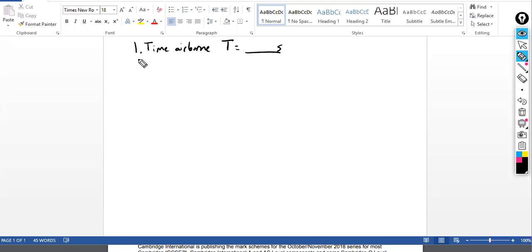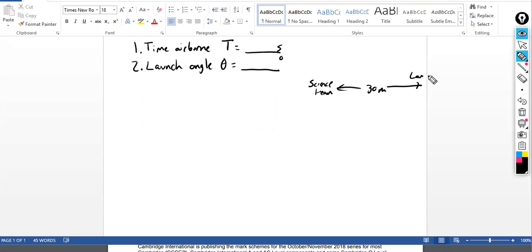That's going to be measured in seconds. At the same time, or during the same launch, you're also going to record the launch angle. Okay, and so that's going to be an angle theta that's going to be measured in degrees. As a quick reminder, we're going to have a science team stationed 30 meters away from the launch pad. That launch pad is going to fire our payload, a tennis ball, up into the air, where the science team will be able to keep eyes on it and use an altimeter to measure this angle theta right there.